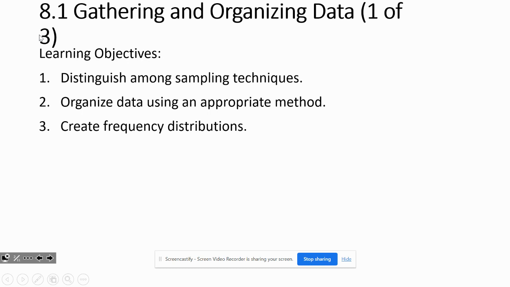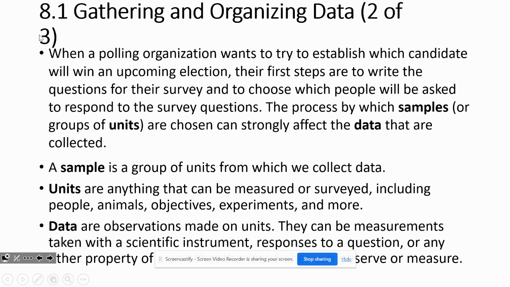So, what we're going to look at today is distinguishing among those sampling techniques, organizing the data using an appropriate method, and then also creating frequency distributions. So, a couple of vocabulary things I want to point out here is talking about a sample, units, and data. So, a lot of times, what we hear about when we talk about a sample is the difference between a sample and a population. So, a population is the entire group of people we want information about.